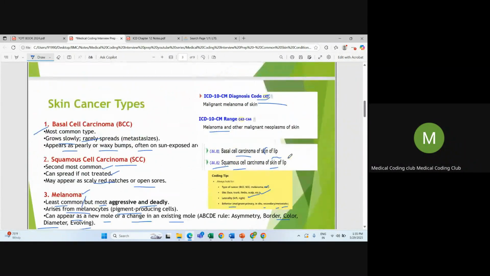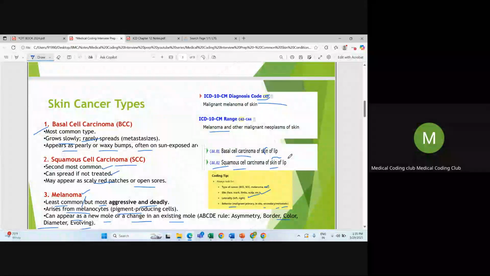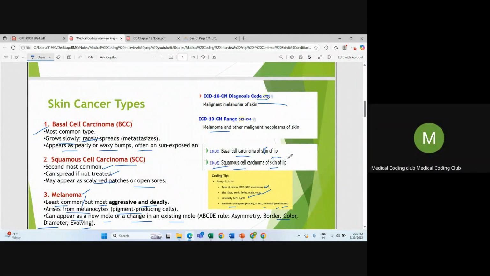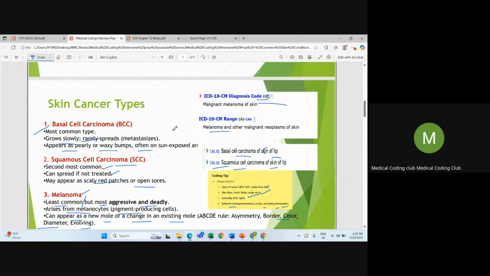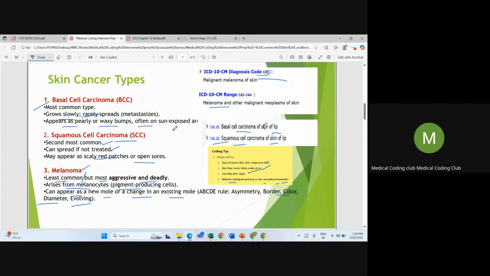So the interviewer may ask, explain skin cancer. At least you should be able to tell what is skin cancer and what are the types. And if you know the ICD code range, you can also tell that. For skin cancer, you can check the neoplasm coding guideline as it is cancer.